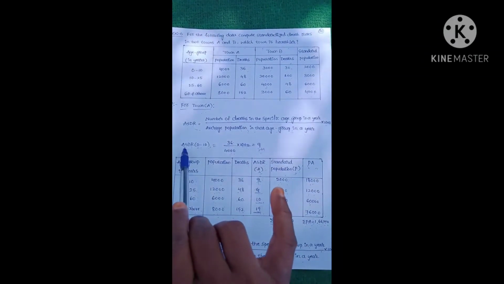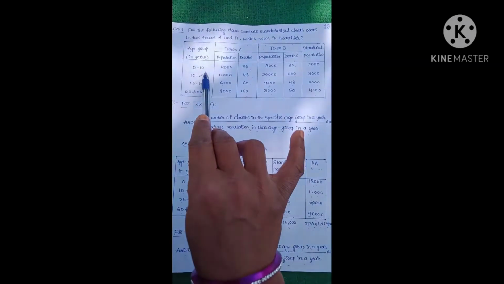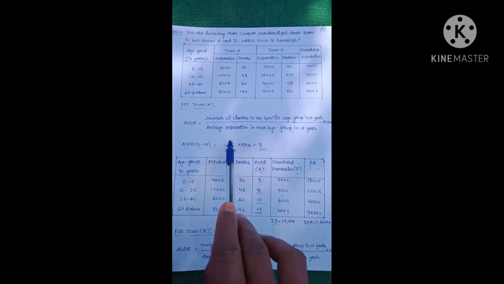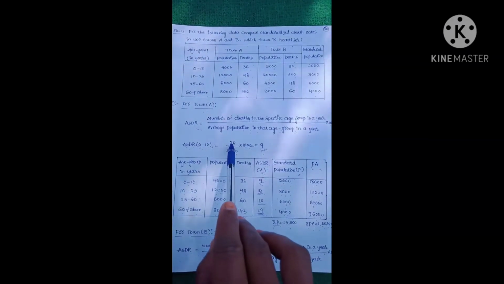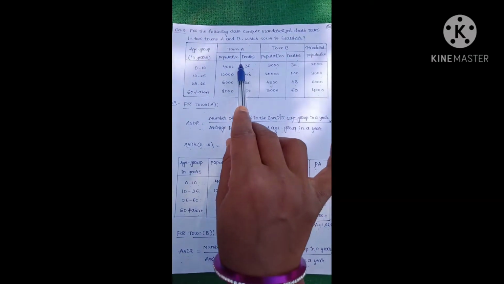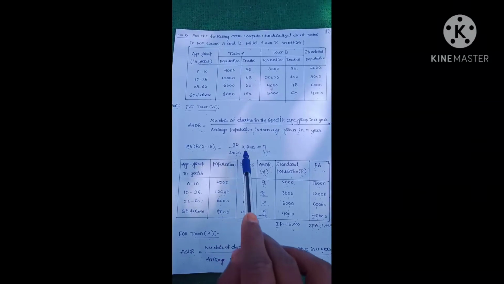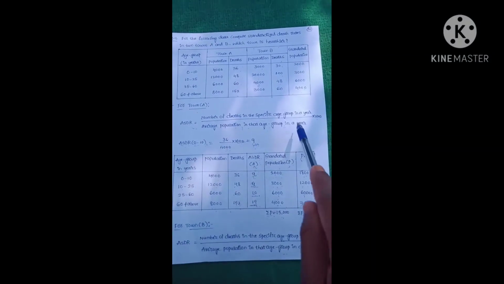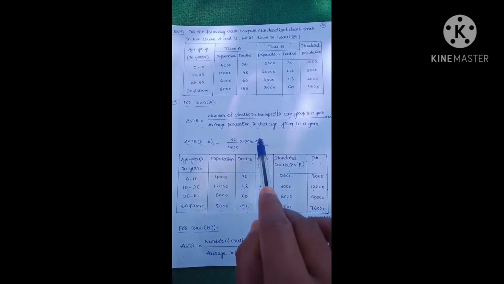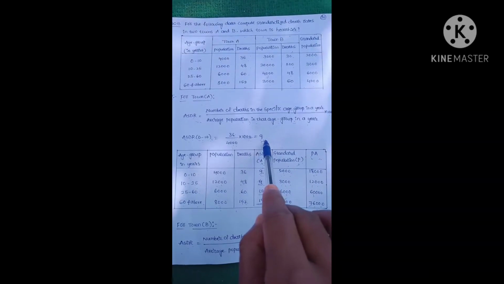It means here first ASDR we have to write for the first age group. What is the first age group here? 0 to 10. For 0 to 10, the death value is 36. Death divided by population, means numerator is death, denominator is population. 36 divided by 4,000 into 1000. The 1000 is in the formula. Simplify this value, then we get the value of 9.